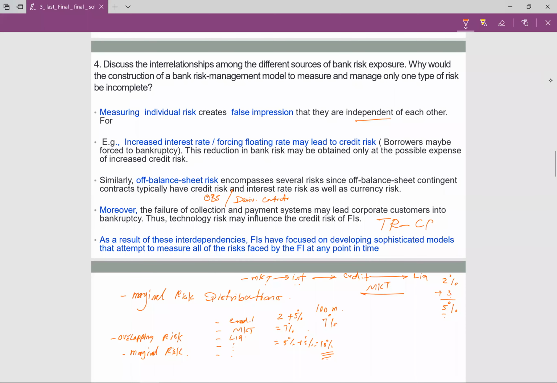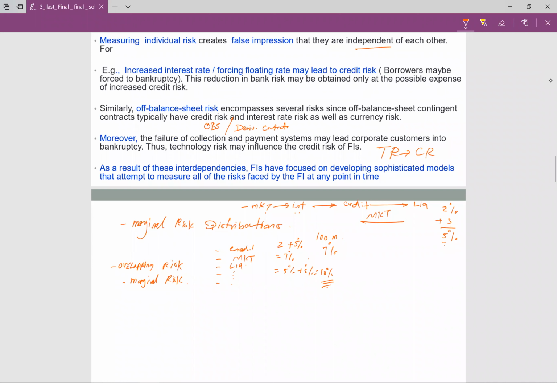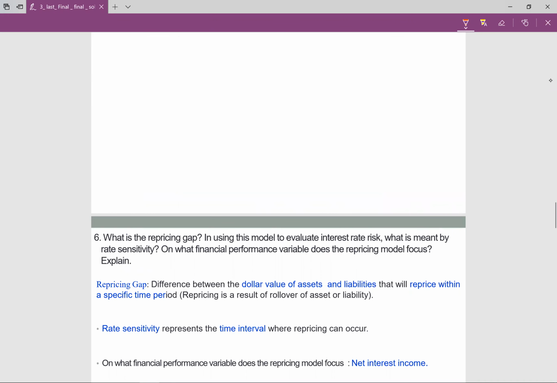So all of this, as a result, when we follow up on the system, requires sophisticated models that attempt to take all those issues into account. Okay, let me go to the next question.